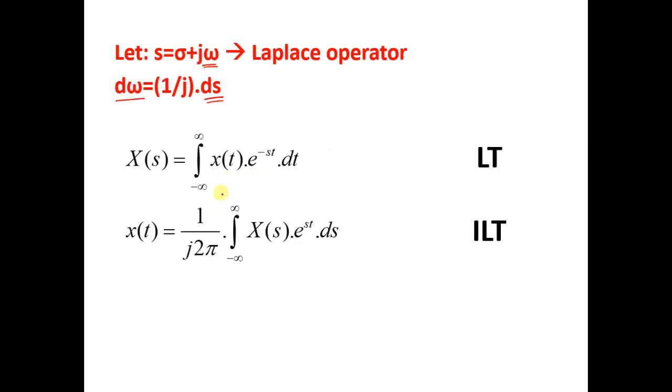So when we do it, we get the inverse Laplace transform, x of t equals 1 by j2π, integration from minus infinity to infinity of x of s e to the power st ds. And the Laplace transform was basically x of s equals the integration from minus infinity to infinity of x of t e to the power minus st dt. So these two are the Laplace transform equations: the forward Laplace transform and the inverse Laplace transform.